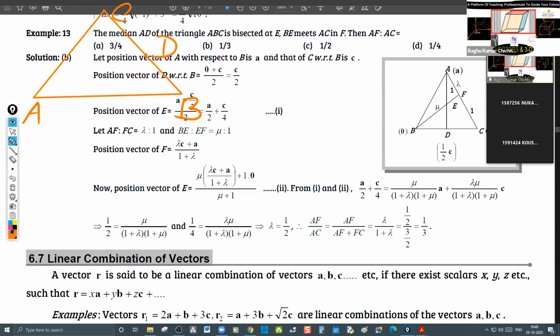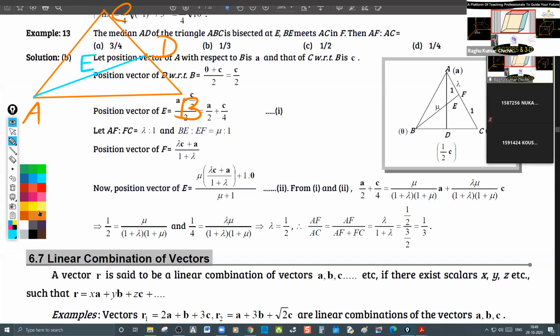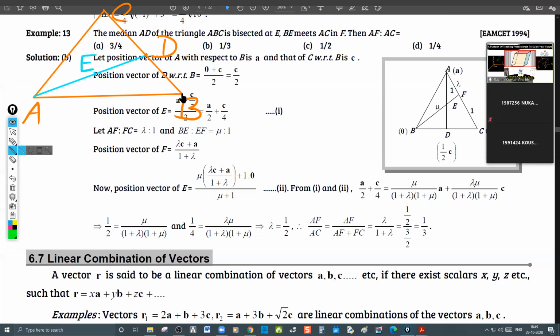Now this becomes the median. AD becomes the median. Now what he's saying is bisected at E. You know the meaning of bisection? It is the midpoint. Yes, sir, midpoint. Bisected at E. BE meets AC in F. So here this is BE, please. Okay, this is the data.